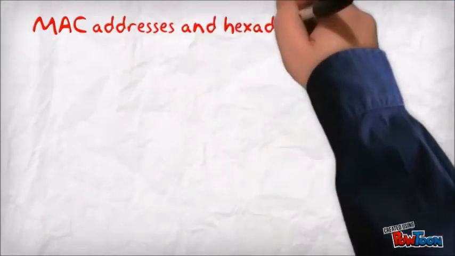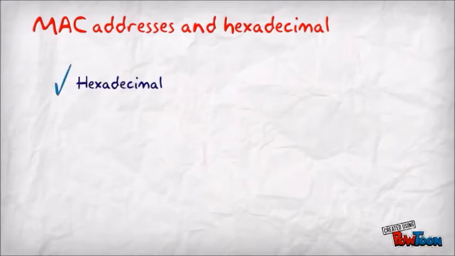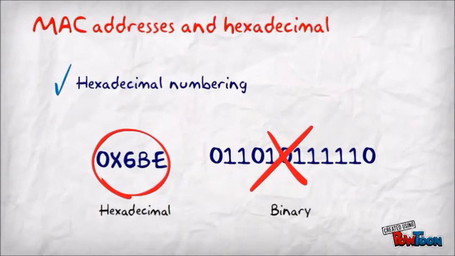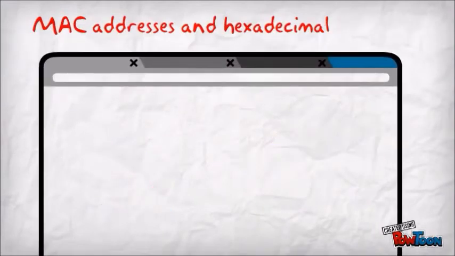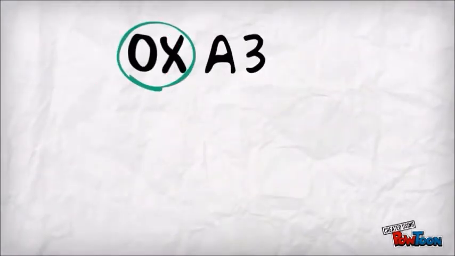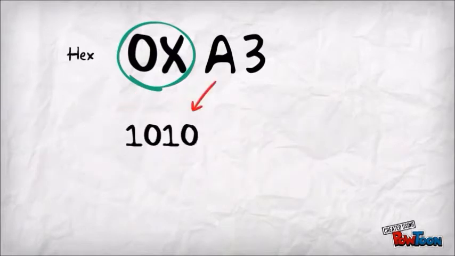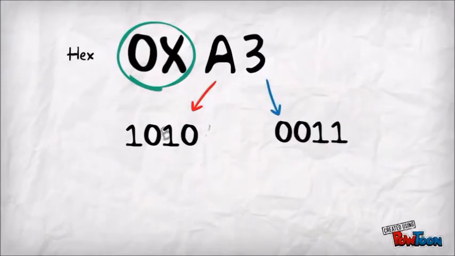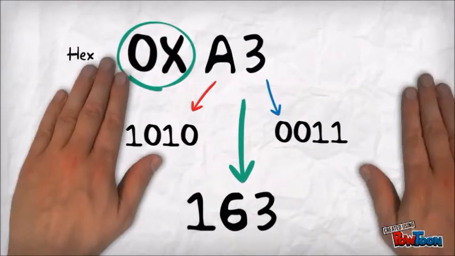MAC addresses and hexadecimal. MAC addresses use hexadecimal numbering. It provides a convenient way to represent binary values. It is a base 16 system that uses numbers from 0 to 9 and the letters from A to F. The technical representation of hexadecimal is preceded by 0x. For example, the number 0xA3 in hexadecimal base is equal to 10, which is 1010 for the A, and 0011 for the 3 in binary representation, and it is equal to 163 in decimal representation.